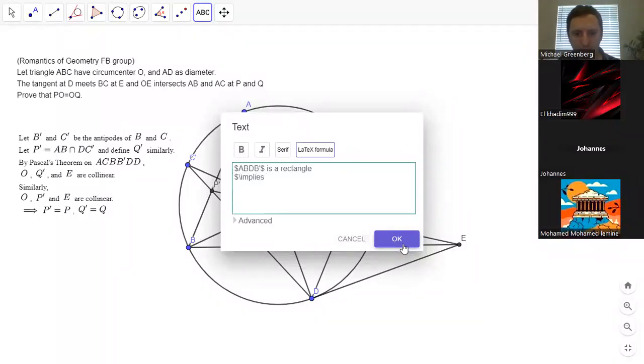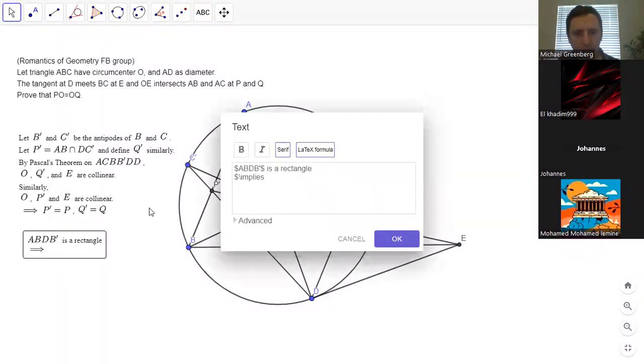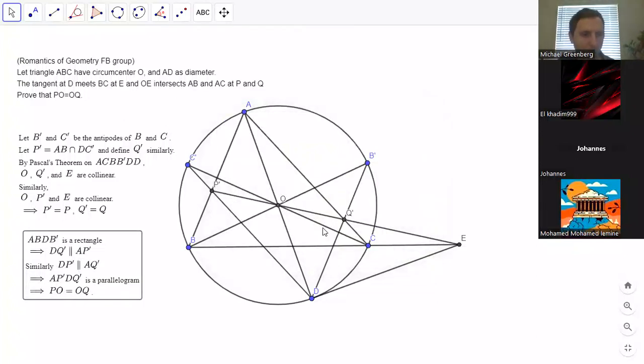So then we have DQ prime is parallel to AP prime. Similarly, BP prime is parallel to AQ prime, and that means that AP prime BQ prime is a parallelogram. And that means that PO equals OQ. Okay, so that one was pretty easy.